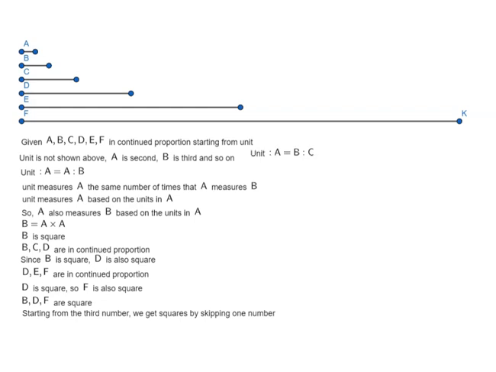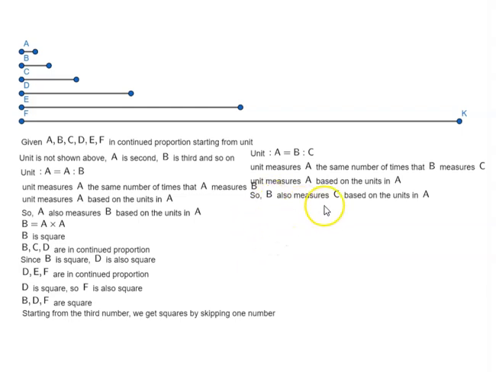Now let's look at the next part. Unit is to A is equal to B is to C. Remember, this is in continued proportion. That means the ratios will remain constant. Okay, that means unit measures A the same number of times that B measures C. But unit measures A based on the units in A. So that means we can say B also measures C based on the units in A.